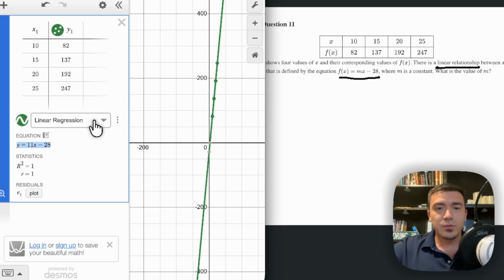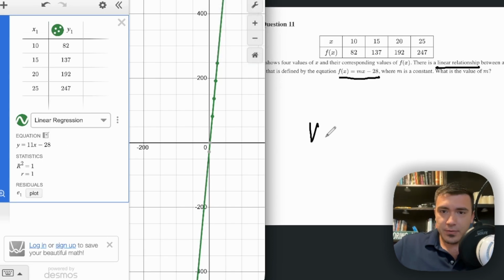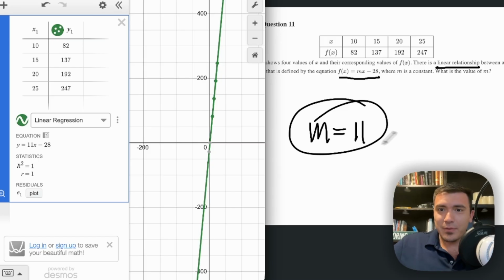Now you have to be careful, there's a little bit of a caveat over here because Desmos is always going to default to a linear regression. So if I'm dealing with a quadratic or something that's cubic or quartic or a square root, I'm going to have to change that. But in this case, I'm dealing with a linear relationship, so I'm good, I'll leave it, but just watch out for that in the future. For this one, I'm done. My answer is 11, and I was able to do that with no math and just by using table regressions.